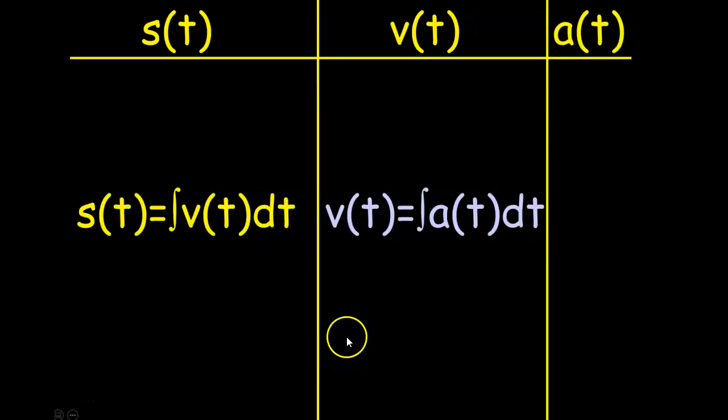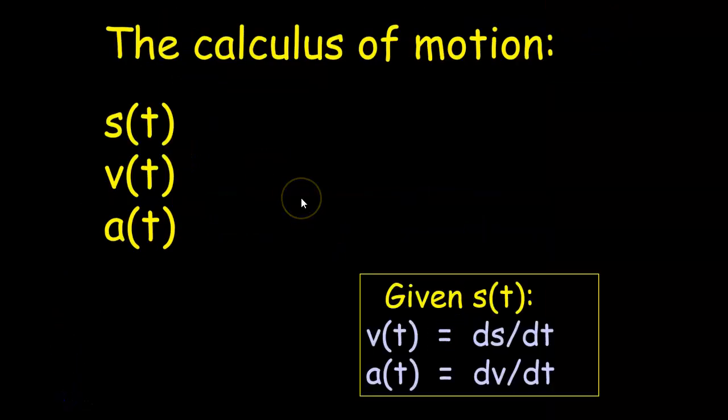Going the other direction, super same thing, just the opposite direction. If you started with acceleration and you took the antiderivative of the acceleration function, you would get the velocity function. And similarly, if you started with the velocity function and you took the antiderivative of it, you get the position function. So I like to put them in order, S then V then A, and the derivative of S is V, the derivative of V is A. And going the other direction, the antiderivative of A is V, and the antiderivative of V is S.